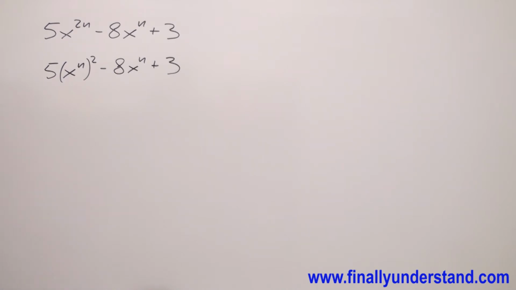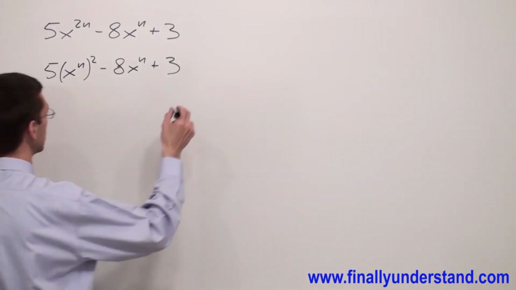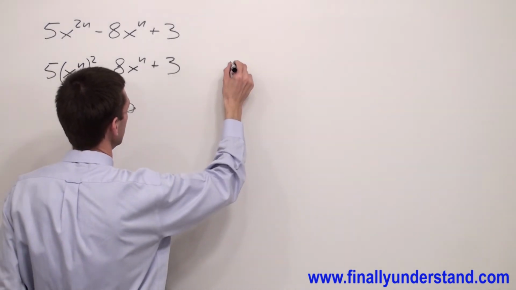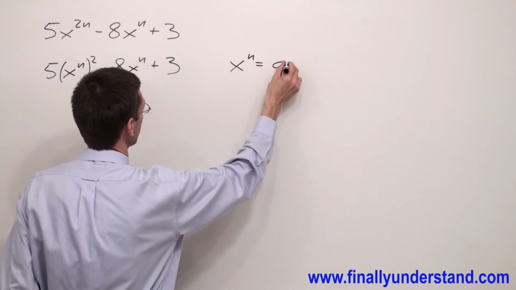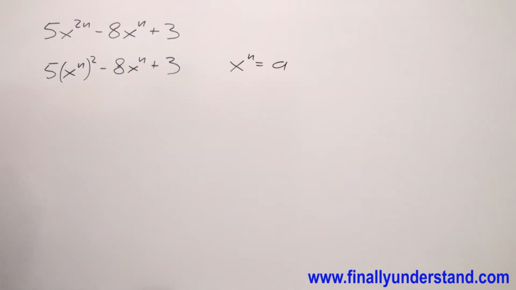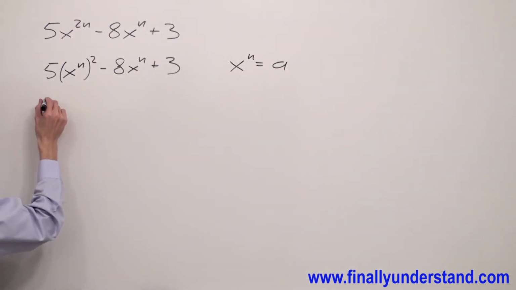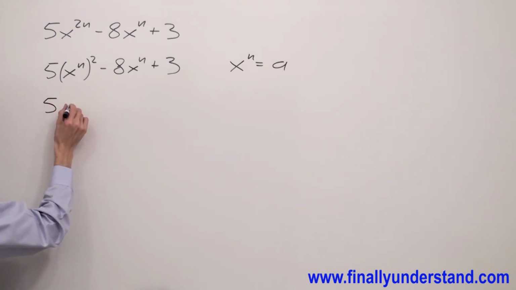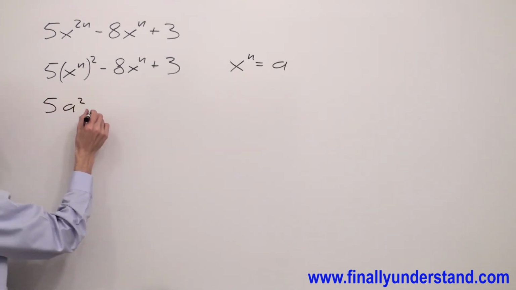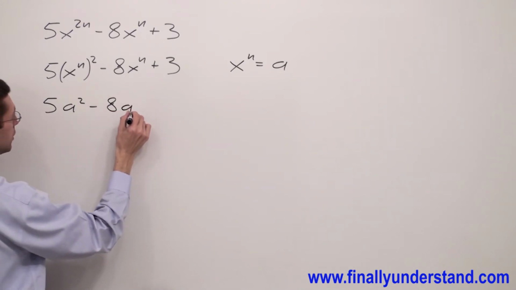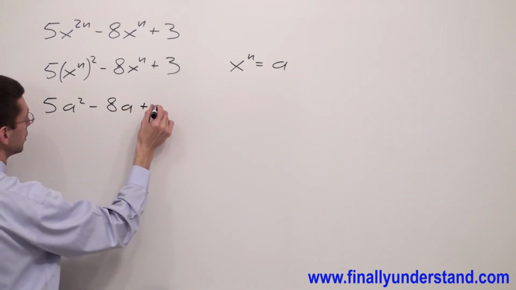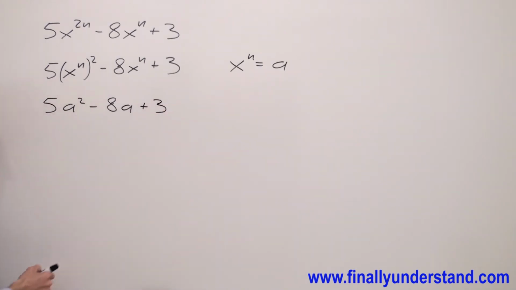I'm going to make this problem look a little bit simpler if I assume at this moment that x^n is equal to a. Now I have 5a squared minus 8a plus 3. It looks simpler, isn't it?